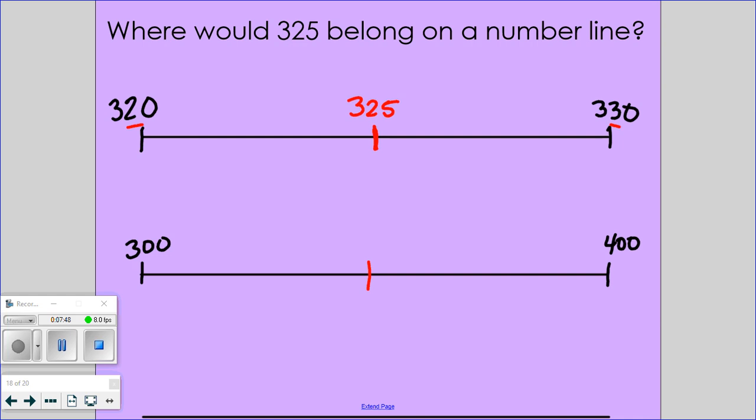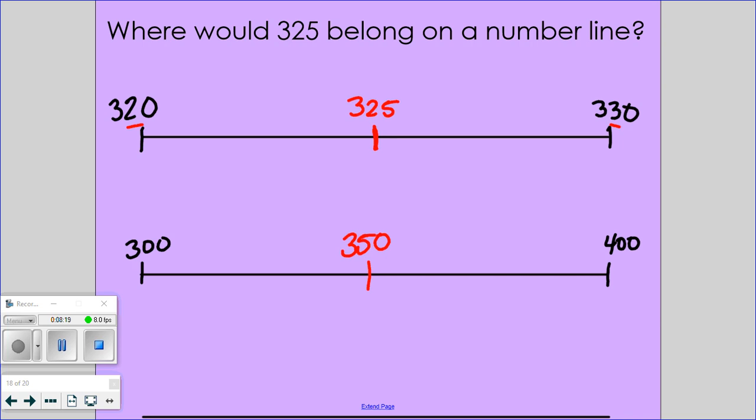That is not the middle number, no. Nope. Billy, what's the middle number? 350. It's a distance of 100. Half of 100, or the middle of 100, is 50. So that's going to be my middle number. If I know that that is my middle, where is 325 going to go?